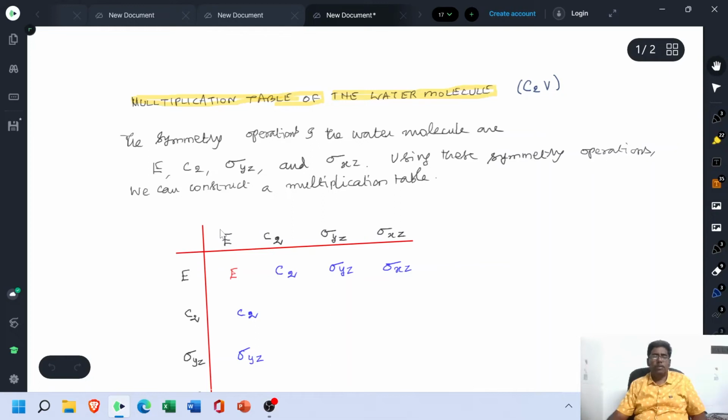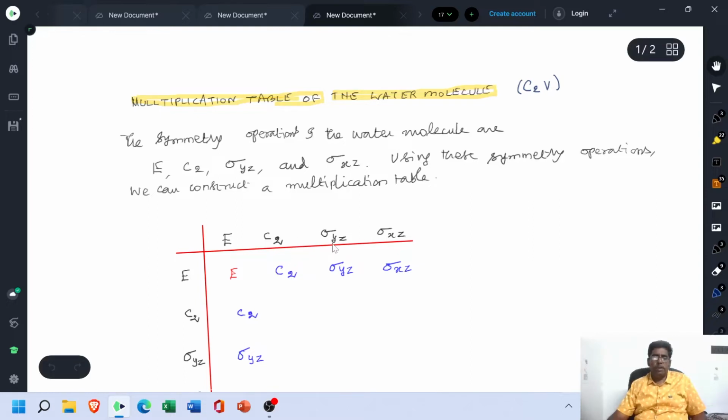In this presentation, we have to discuss the multiplication table of the water molecule. The water molecule belongs to the C2v type. The symmetry operations of the water molecule consist of four operations. E, the identity operation. C2, rotation through 180 degrees.